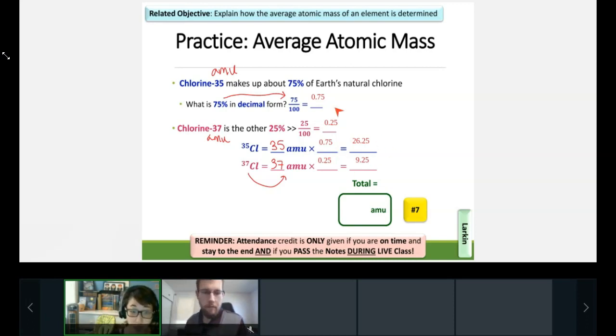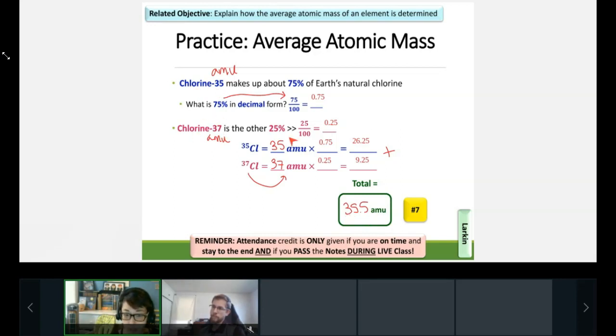All we need to do is total it. Add these two numbers together and that will give us our final average. So 26.25 plus 9.25, what do I get? Excellent. I see lots of people in the chat coming up with that. Yes, you should be getting 35.5. All right. So again, this 35.5, is that closer to chlorine 35 or closer to chlorine 37?